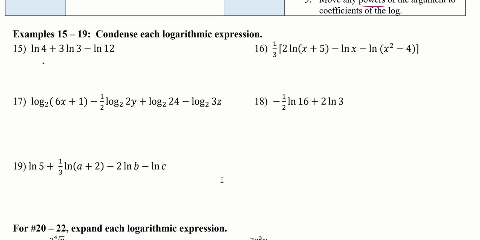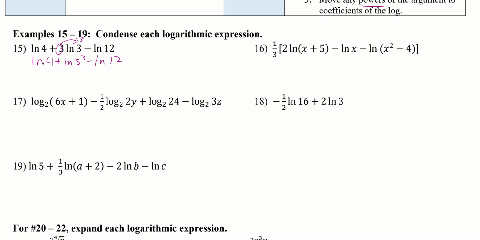So first thing that we want to look for with condensing is moving everything into the power. So the first term doesn't have anything, but here I want to bring this up to the power. Alright, so that's the only one. I'll write it all out for this one, but then we'll kind of do a little shortcut on the next one.